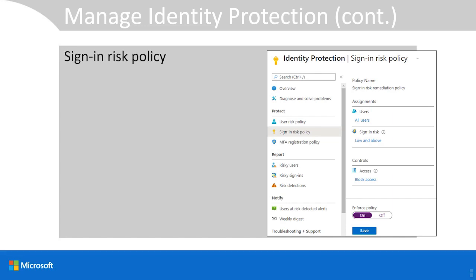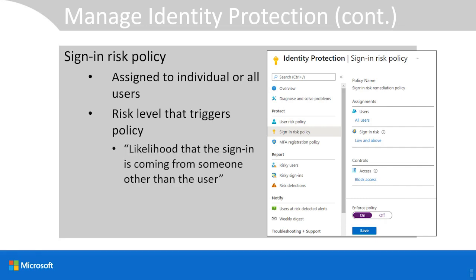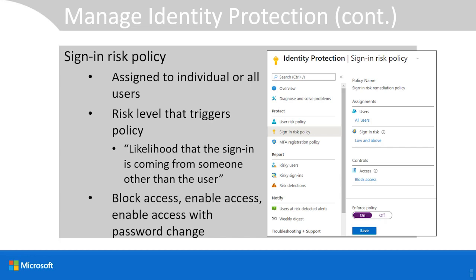This can also be assigned to individual users or all of them, and the risk level that triggers the policy is a likelihood that the sign-in is coming from someone other than the user, once again based on a set of conditions that may evolve over time. Here too, you can decide to block access, or enable access with a password change requirement.